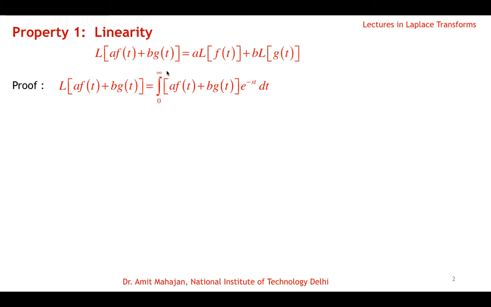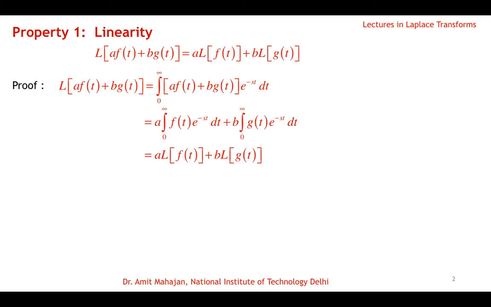Okay, and we know that in integrals the integral of a sum is the sum of integrals, where the constant goes outside. So this can be written as a times the integral 0 to infinity f(t) e power minus st dt, plus b times the integral of g(t) e power minus st dt. Okay, and because this first integral is Laplace of f(t), we can write this as a times Laplace of f(t) plus b times Laplace of g(t).